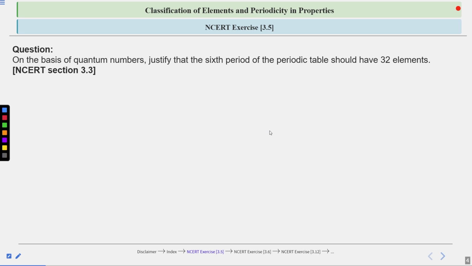Here is your first question, NCERT exercise 3.5. On the basis of quantum number, justify that the sixth period of the periodic table should have 32 elements. How would you justify it? You have some time to solve this question. Your time starts now. Just think of how the period helps in determining the quantum number and how they are related to each other.